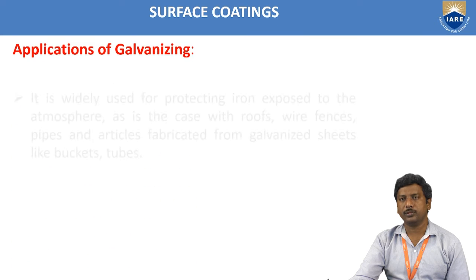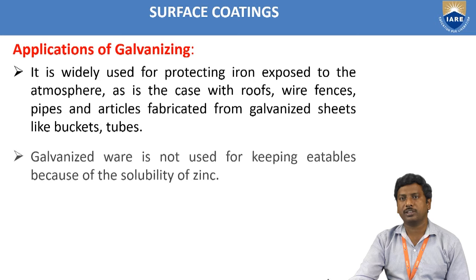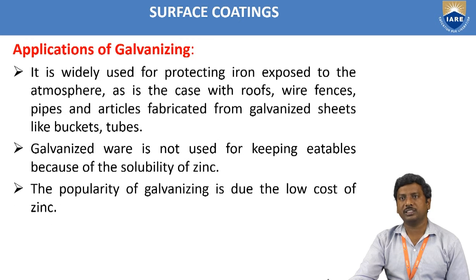Now we see the applications of the galvanizing process. It is widely used for the protection of iron exposed to the atmosphere, as in roofs, wire fences, pipes, and articles fabricated from galvanized sheets like buckets and tubes. Galvanized ware is not used for keeping eatables because of the solubility of zinc. Zinc is a toxic metal and is not suitable for the food industries. The popularity of galvanizing is due to the low cost of zinc.